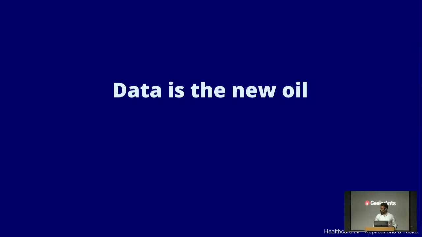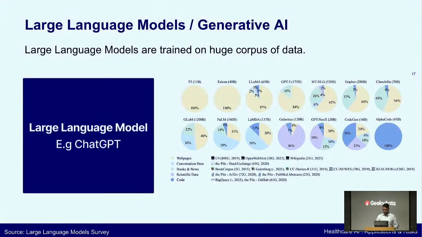Now, let's look into this. Data is the new oil. All these applications, these large language models, are driven by data. These are driven by billions of data points. Just for an example, let's look at ChatGPT. How many of you have used ChatGPT? That's nice. ChatGPT has been trained on a huge corpus of data. It has been trained on the whole of Wikipedia, the whole of C4, the whole of BookCorpus, and the whole of PubMed abstracts as well. So it has a mix of data. We can see that there are web pages, conversation data, books and news, scientific data, and also code.